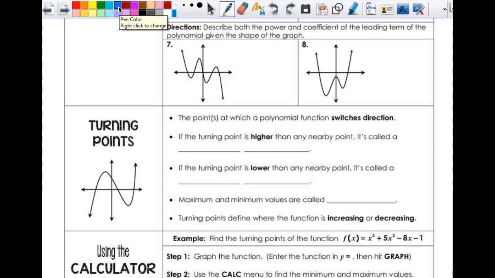So if this is the picture, I have no idea how to write the equation right now. I don't expect you to know that. But when you look at the end behavior, the ends are opposite, right? One's up, one's down, vice versa. So is this even or odd? Odd. So this would be an odd power.